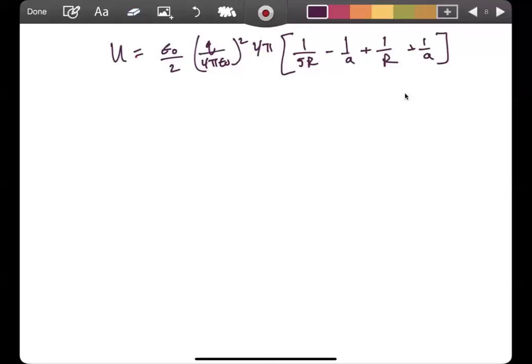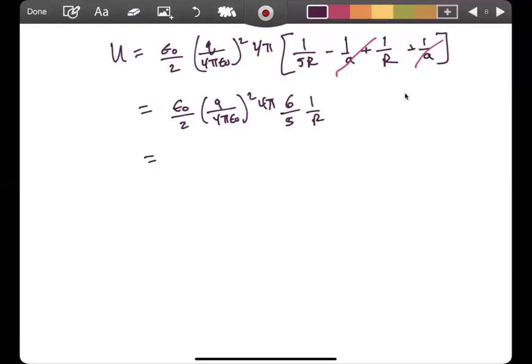Good. So basically, the 1 over a terms are going to cancel. And bang, I'm left with the same terms that I had before, which means that this is just going to become a 6/5. So this is going to be equal to epsilon naught divided by 2, q over 4 pi epsilon naught squared, times 4 pi, times 6/5 of 1 over r, which of course is the same thing we had before.